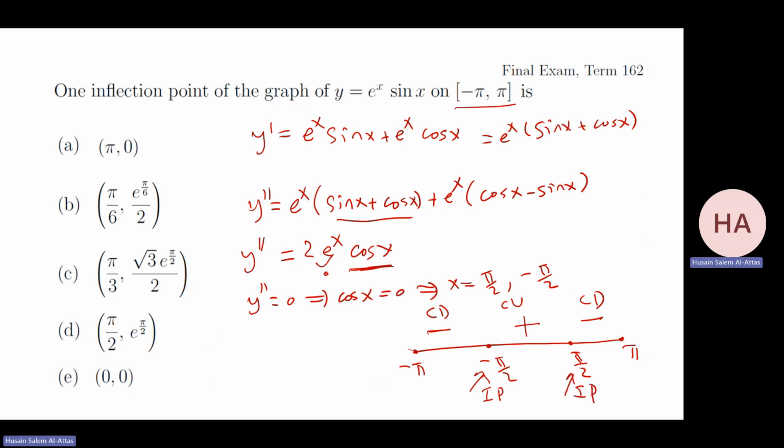He talks just about the positive side. So at pi over 2, and what will be the answer? Y at pi over 2 will be e to the power pi over 2 sine pi over 2. And sine pi over 2 is 1, that will be e to the power pi over 2. So I have this.